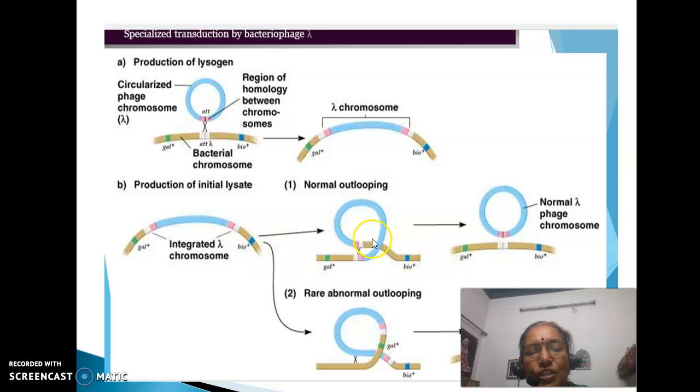This is a normal procedure, but rarely, in an abnormal way, a portion of the bacterial gene is incorporated into the viral chromosome. In such cases, we get what is called a dgal phage. Here, d stands for defective, and the gal marker is incorporated into the phage. So I am calling this a dgal transductant or dgal phage chromosome. Now this viral DNA is carrying the bacterial gene gal plus.